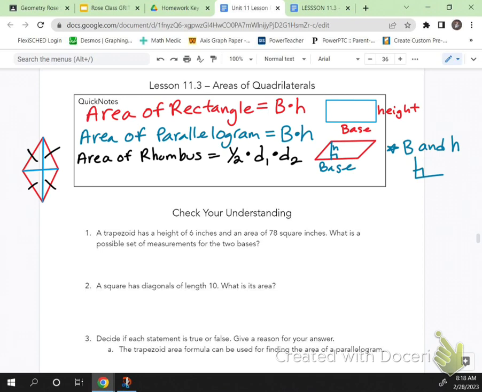One more equation. The area of a trapezoid is half times the height times base 1 plus base 2 in parentheses. And we'll make a sketch of this. I already kind of showed you a sketch, but we'll sketch it in our quick notes so we have it.